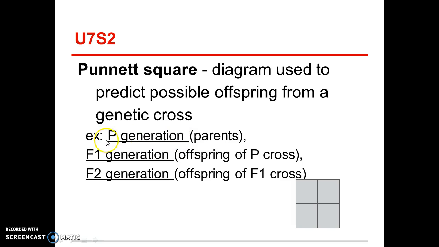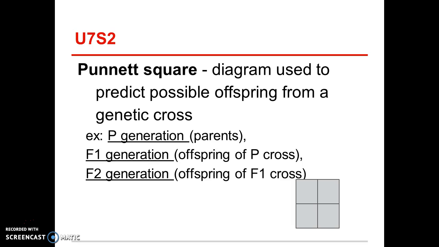But you need to know P generation. P generation is a term, and it is talking about the parents. And then the offspring of the parents are called the F1 generation. The offspring of the F1 generation is called the F2 generation, and it would move on from that, but we will not go further than F2. In fact, most of the time we will not go further than F1.